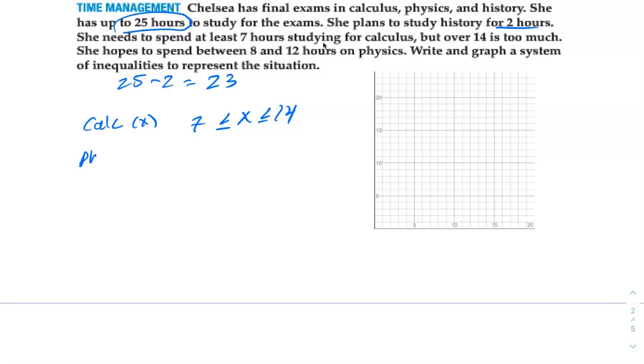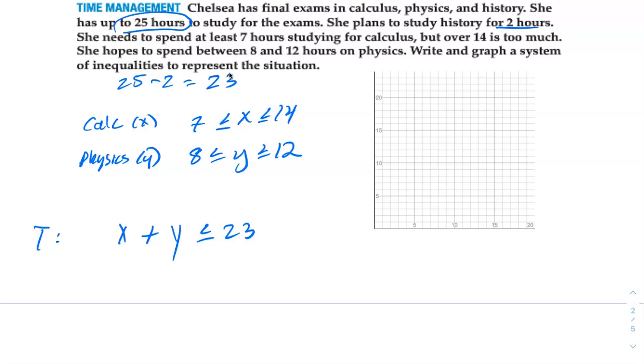And let's say, what's physics, right? So physics, let's say that's y. She wants to spend between 8 and 12. So like that. And then we still need one more thing. We need a total equation, which is if I add calculus plus physics, what's your max? Sorry, physics is y. What's your max time? Well, again, it said 25, but really two of them are for history, so it's really only 23. So she has to be less than or equal to 23. 23 is the max she could spend. So here are equations. We got to graph this.